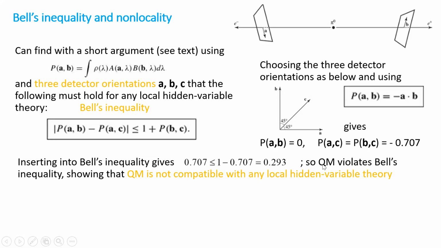So quantum mechanics, for these three orientations here, and this result, which is solid in quantum mechanics, violates Bell's inequality. So this shows that quantum mechanics is not compatible with any local hidden variable theory, because this Bell's inequality, remember, held for any local hidden variable theory, for any lambda, function A, function B, very generally. So no matter what you came up with for your hidden variable theory, this inequality should be satisfied for your theory, but quantum mechanics itself doesn't satisfy it. So it's not compatible with your hidden variable theory. Okay? So that's kind of a big deal and a very general and powerful result.